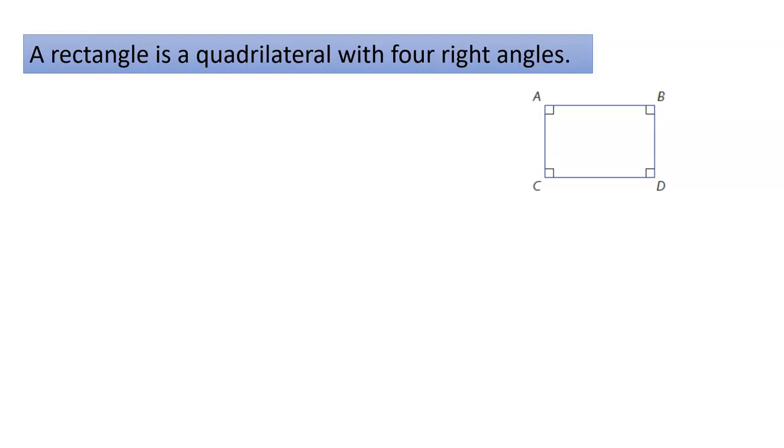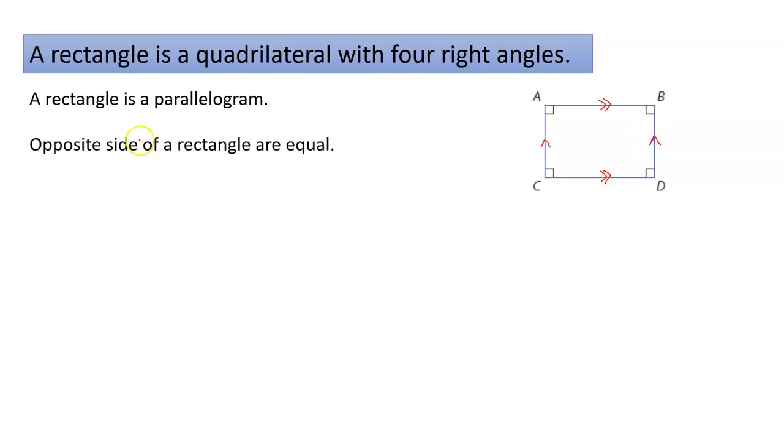Okay, so let's look at the properties of a rectangle. Now, a rectangle is a special type of parallelogram as well. So we can say that these sides are parallel and these sides are parallel. Remember to add those annotations to your diagram.